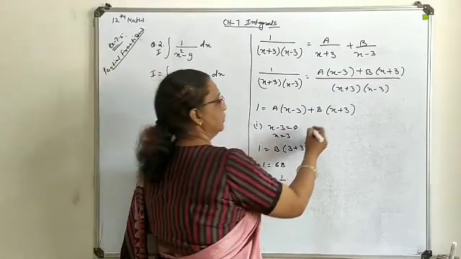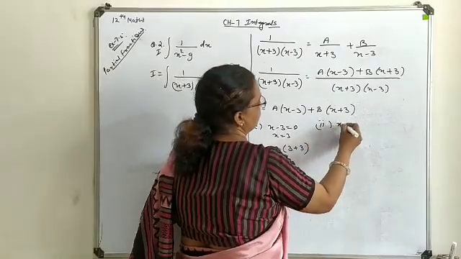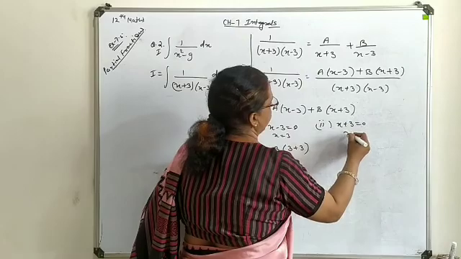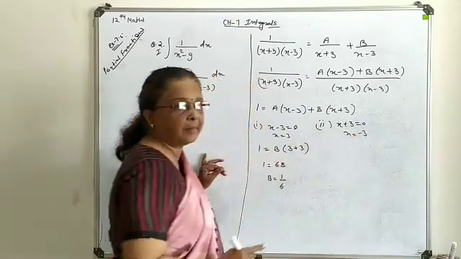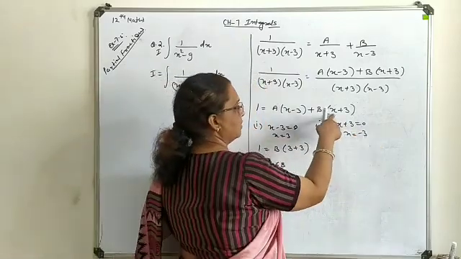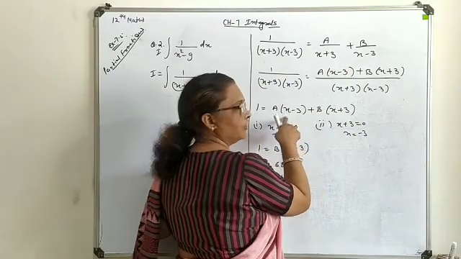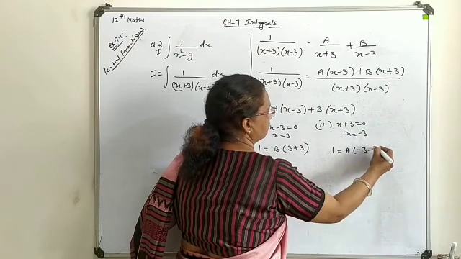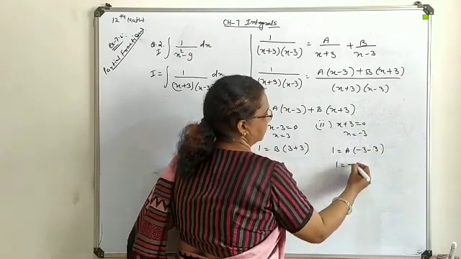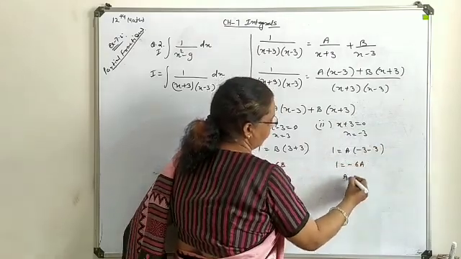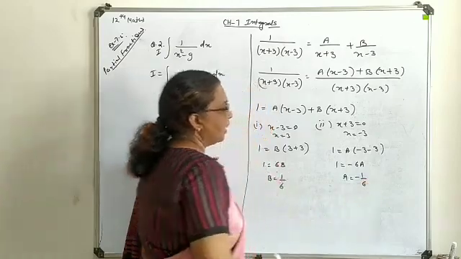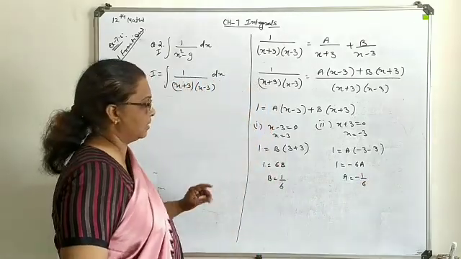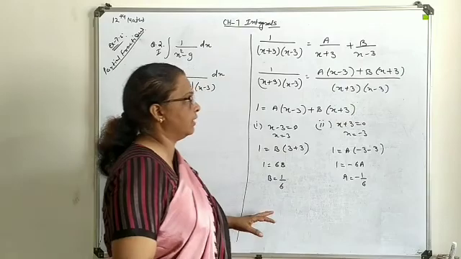Now the second one: substitute the second bracketed term as 0, so x is to be substituted as minus 3. So the minus 3 you will keep there, and it will give you the solution for the a constant. a will be minus 1 upon 6. So this way we have evaluated these two constants.